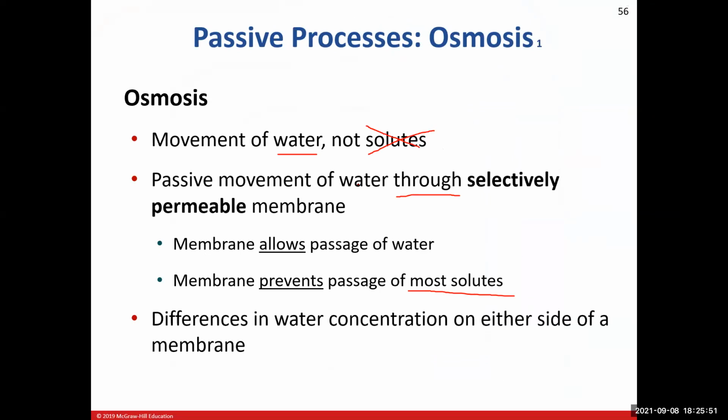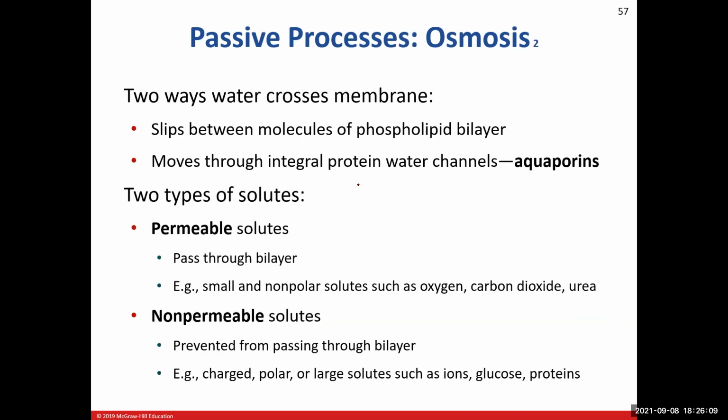So keep in mind that if there are equal amounts of water on either side of the plasma membrane, then there's not going to be any movement, just like we saw with diffusion. Once we reach equilibrium, we don't have movement going on anymore. Remember that. Don't forget it. I already mentioned this, two ways that water can cross the plasma membrane, either going right through the phospholipid bilayer or through the aquaporins. So that's for water.